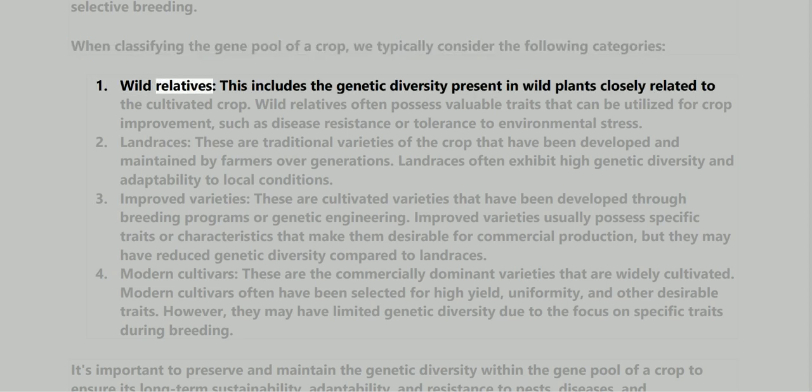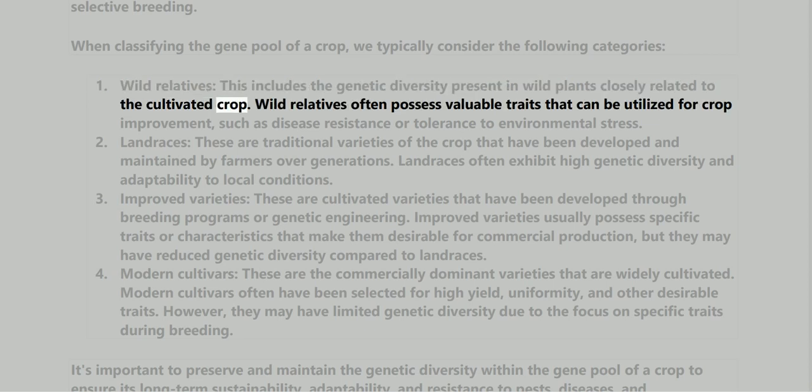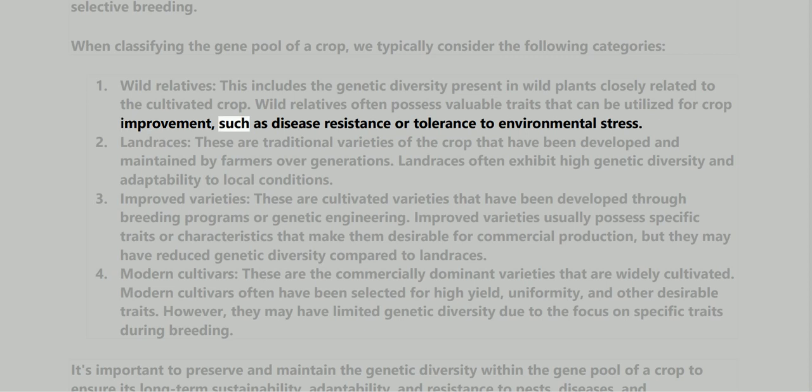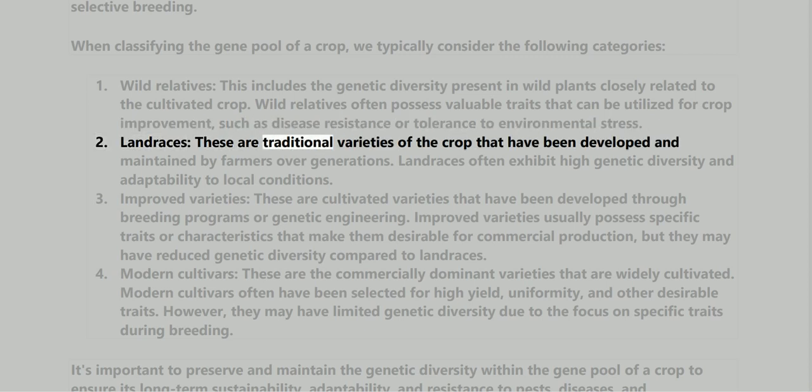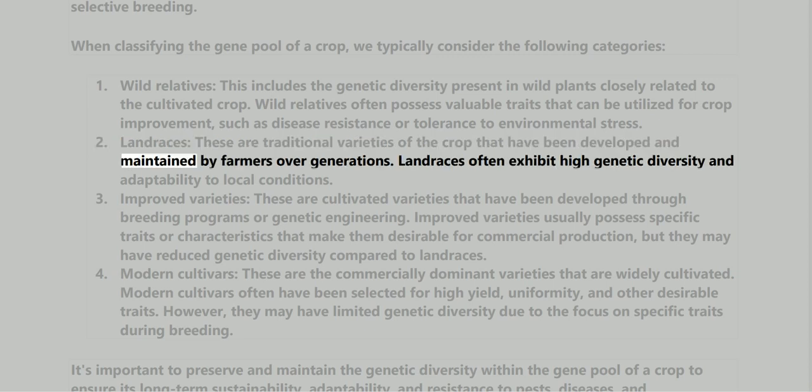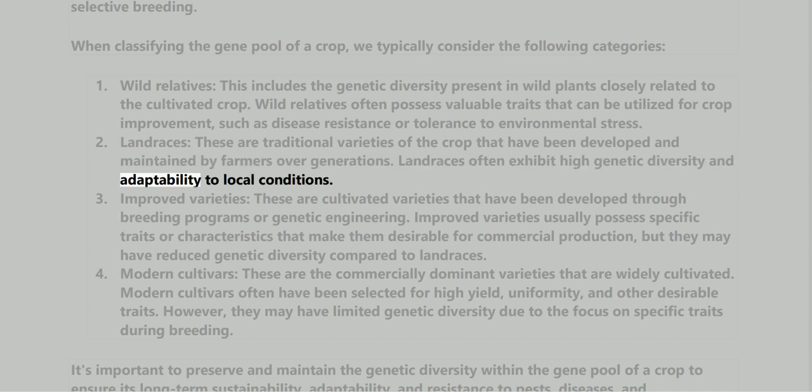1. Wild relatives. This includes the genetic diversity present in wild plants closely related to the cultivated crop. Wild relatives often possess valuable traits that can be utilized for crop improvement, such as disease resistance or tolerance to environmental stress. 2. Landraces. These are traditional varieties of the crop that have been developed and maintained by farmers over generations. Landraces often exhibit high genetic diversity and adaptability to local conditions.